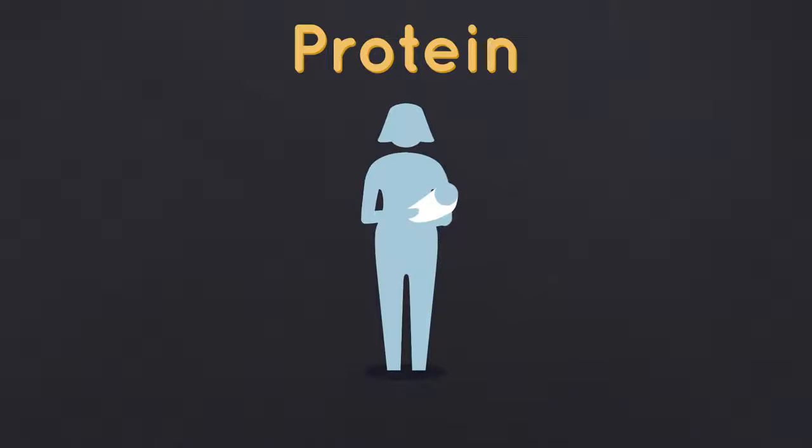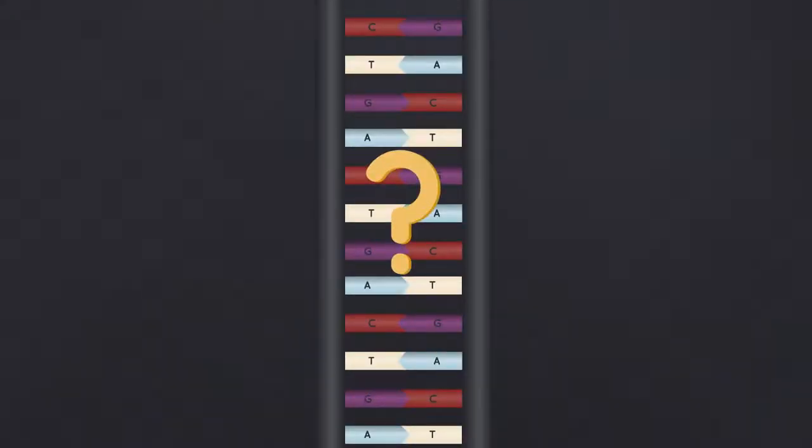Proteins are the building blocks of life, and as our genes code for specific proteins, this is how DNA controls our body and helps us to survive, develop, and reproduce. But what is DNA made up of?